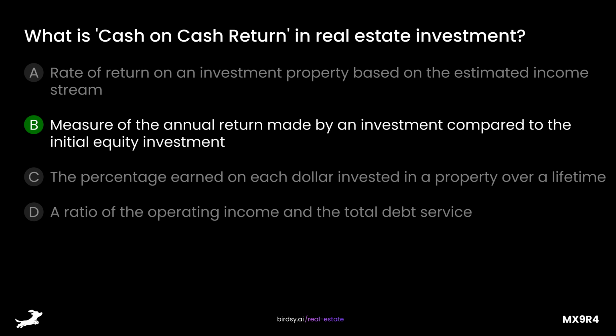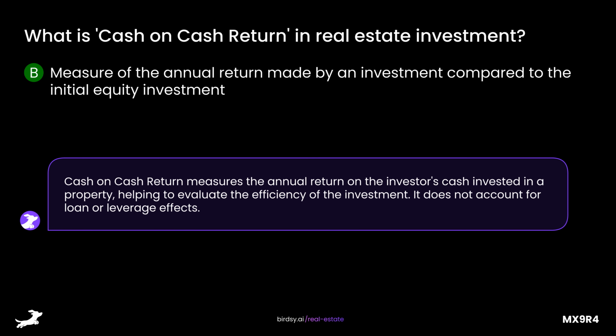The answer is B. Measure of the annual return made by an investment compared to the initial equity investment. Cash-on-cash return measures the annual return on the investor's cash invested in a property, helping to evaluate the efficiency of the investment. It does not account for loan or leverage effects.